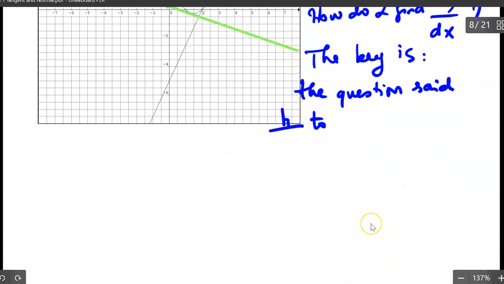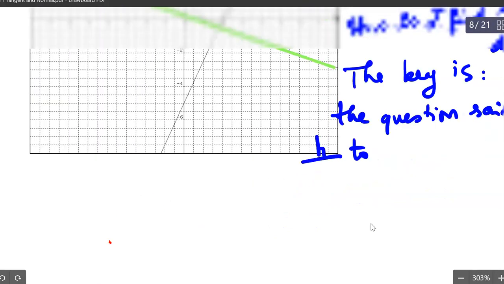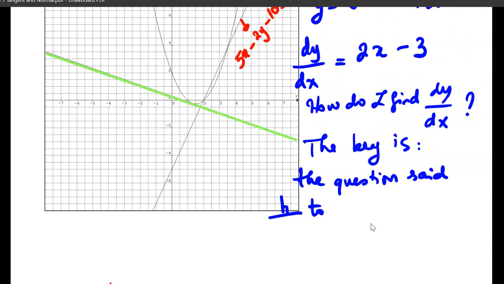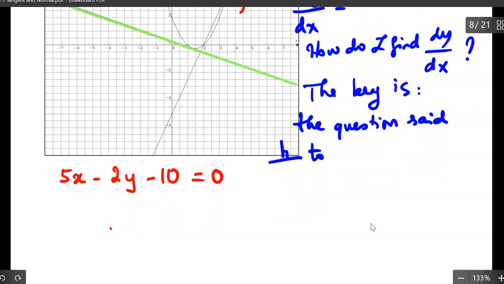Okay, so let's do that. I am going to rewrite my equation for that perpendicular line. I will write 5x minus 2y minus 10 equals 0. Okay, so what you want to do is pull the slope out from this equation.